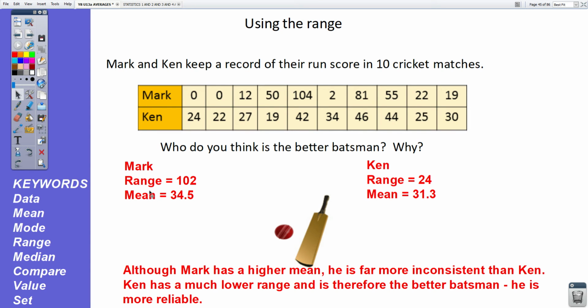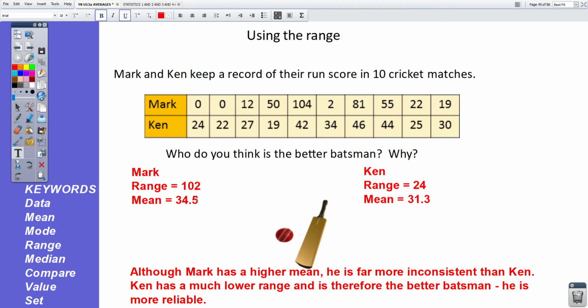So for Mark, the range of Mark's score was actually, slight error there, the range of Mark's score was actually 104, which is 104 take away 0. His mean, when we add all those scores together and divide by 10, is 34.5. That means that on average he scored 34.5 runs per match. Ken, his range was 24 and his mean was 31.3. So what we can say is, although Mark has a higher mean, he is far more inconsistent than Ken.